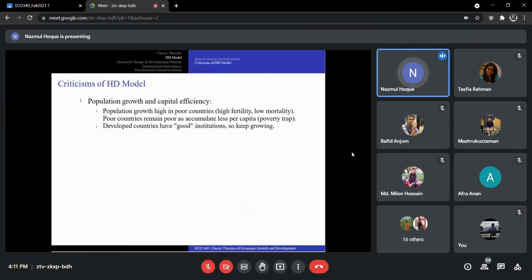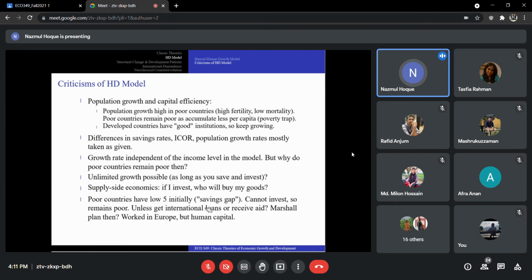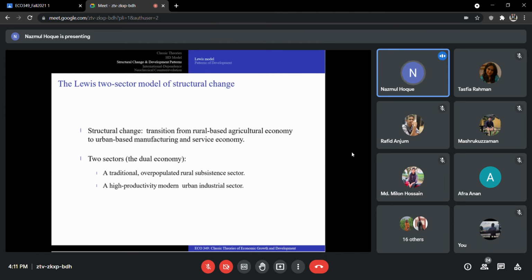There are a few other criticisms. You should take a look at them. I'm going to move to another theory. This is one of the most prominent ones, Lewis's two-sector model.